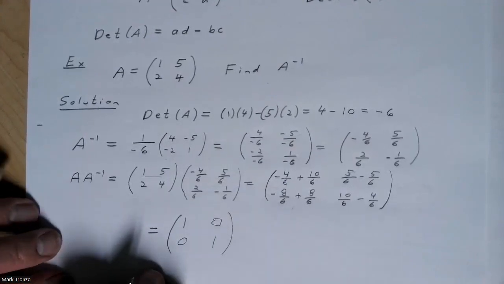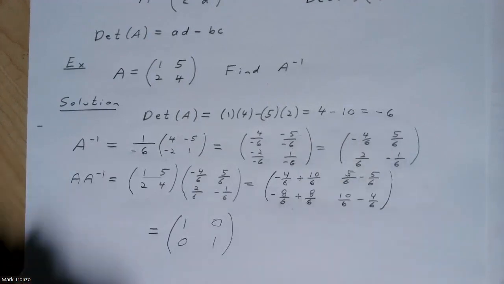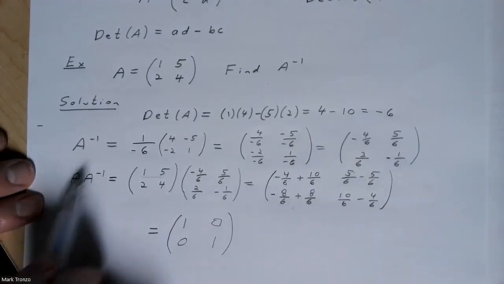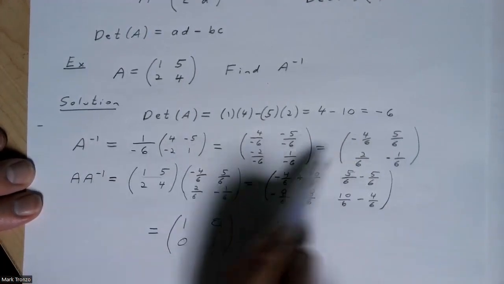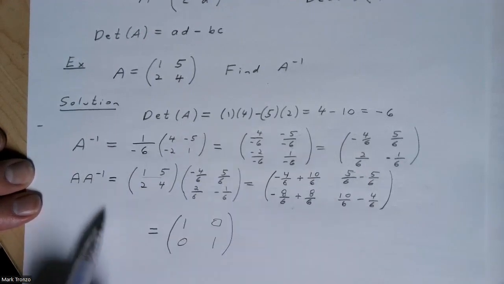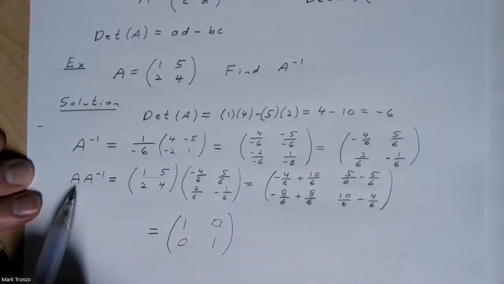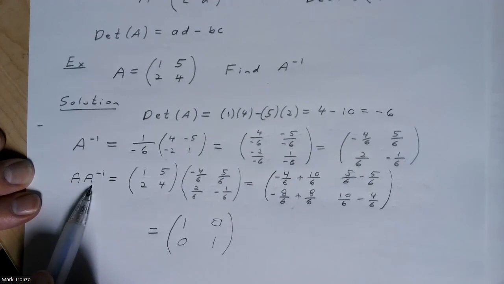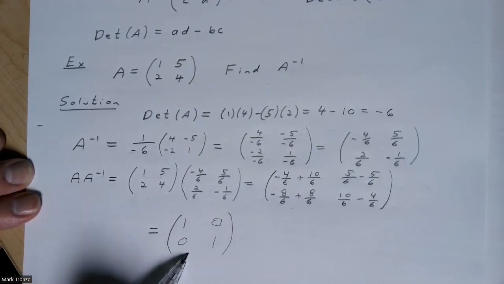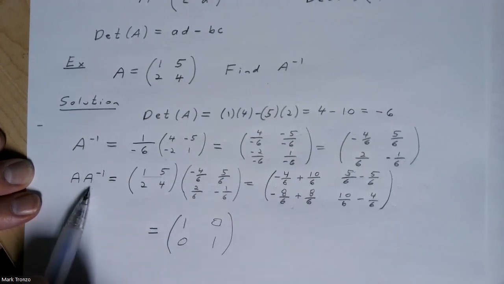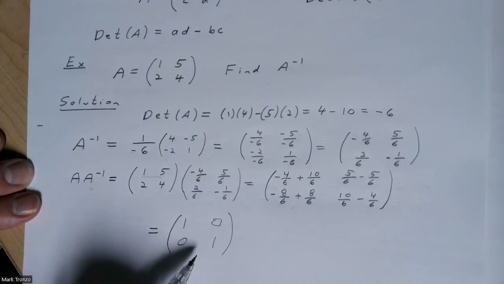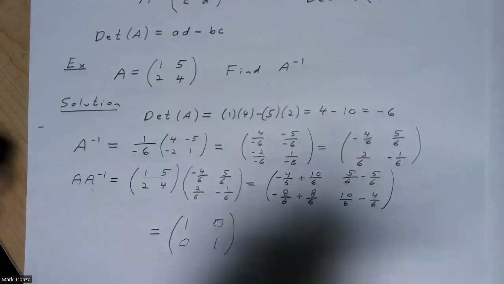So this does check. We multiplied A times what we thought was A inverse, and found out it truly was. Because if you take A times any matrix and you get the identity, it means this matrix you multiplied by is the inverse.